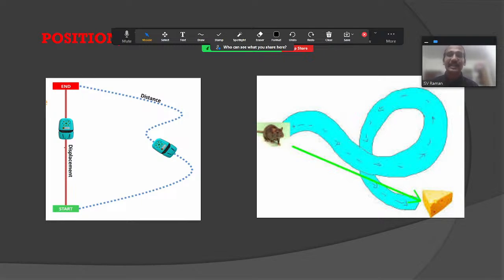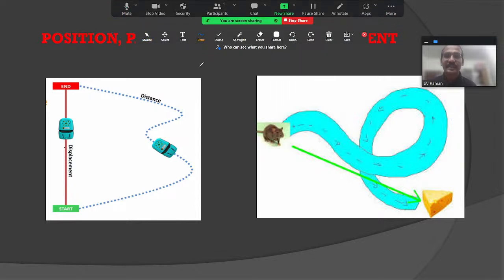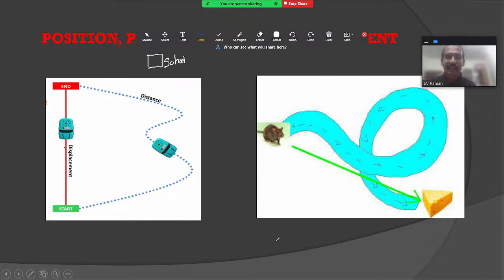Now position and displacement. You can see in this picture, from a starting to an ending point. Very simple example. This is the school, and somewhere there is the student's house. Now let's say house to school is 5 kilometers. The student travels daily in a bus 5 kilometers. Let's say he is traveling by school bus, this is the way. This path is 5 kilometers. He reached the school.